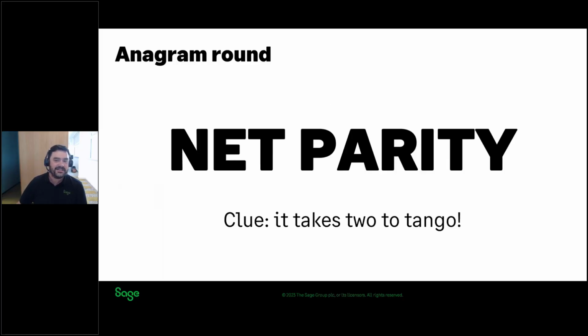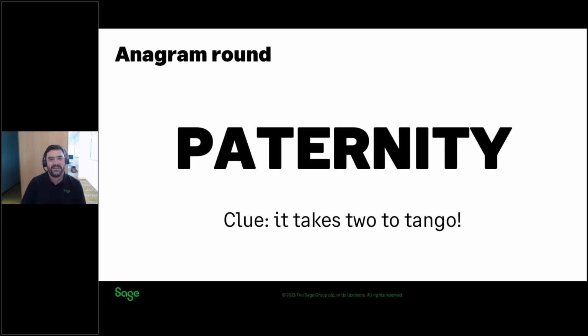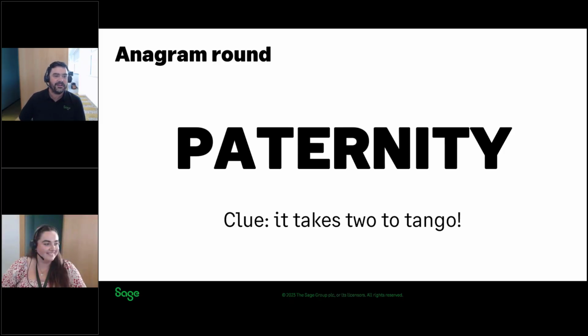So all that really remains is our final anagram, and looking in the chat, I think lots of you have got this one. So net parity. The clue was it takes two to tango. The answer, of course, is paternity. And that concludes round 3, and that brings us to the end of the quiz.